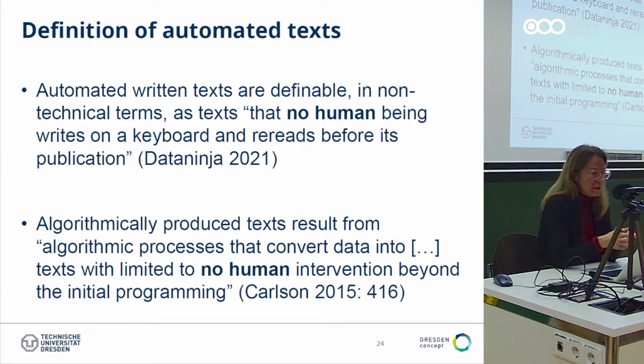These definitions we find very often, and they're somewhat misleading. So we should be careful with these kinds of definitions. That's why a better, more accurate definition is the one by Carlson 2015, which says the following: algorithmically produced text results from algorithmic processes that convert data into text with limited to no human intervention beyond the initial programming. So in this case, there is a human intervention, at least in the initial programming of the writing software. What is also important to notice in this definition is the first part, converts data into text. Automated text is also defined simply by a label, data to text.